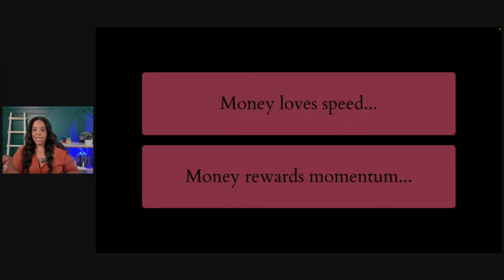All right. So here's the concept. Money loves speed and money rewards momentum. I'm going to say that again. Money loves speed and money rewards momentum. And so that means when we are starting out in business, our first order of business is to create something that generates money quickly. It doesn't have to be the perfect thing. It needs to be your first sale, your first win.